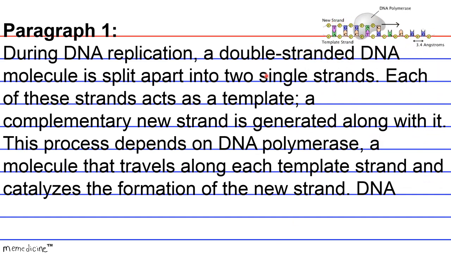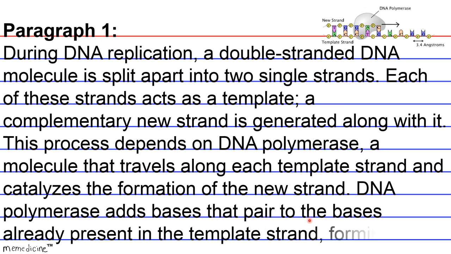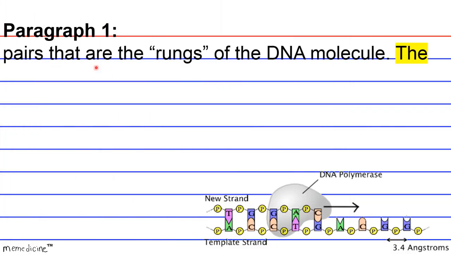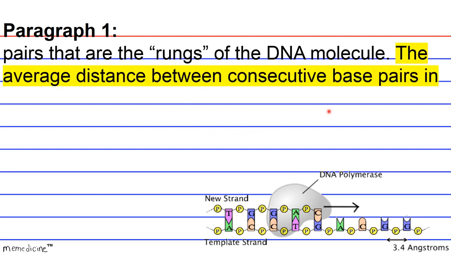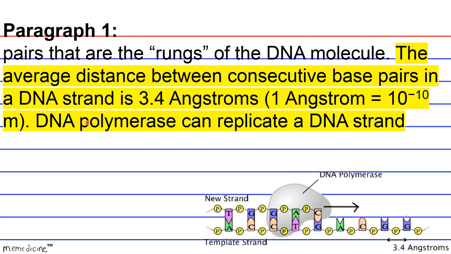Okay? DNA polymerase adds bases that pair to the bases already present in the template strand, forming base pairs that are rungs of the DNA molecule. The average distance between consecutive base pairs in a DNA strand is 3.4 angstroms. Note that 1 angstrom is equivalent to 10 to the negative 10 meters.